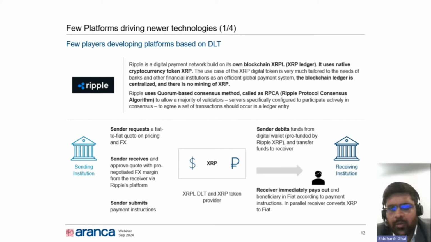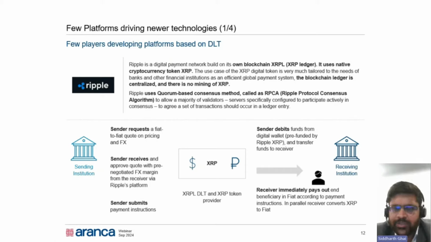The user sends a request to the platform asking for a fiat-to-fiat quote on pricing. So what happens? There is a small amount of volatility in the XRP token that this platform provides. So it changes, it varies based on a few factors, right? So once you need to transact through Ripple, you need to understand what is the value of XRP. Once you understand the value of XRP, you buy that XRP coin and you do the transaction through Ripple.